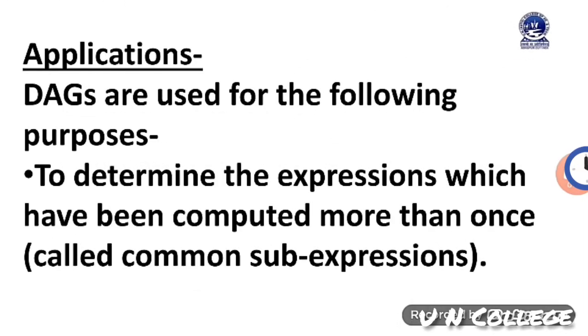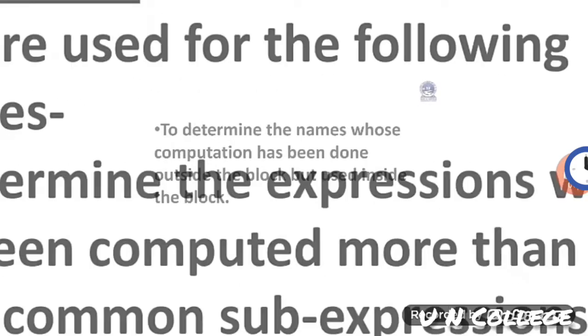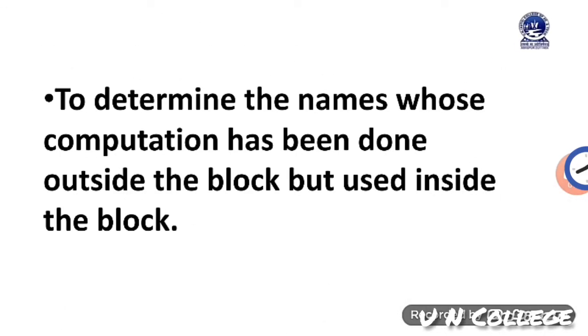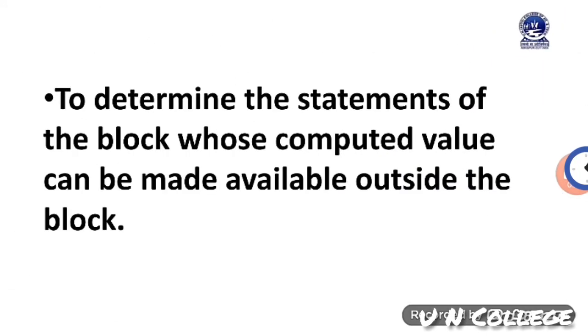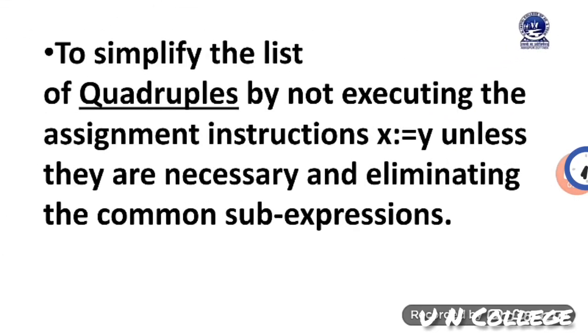Now we will discuss the applications. DAGs are used for the following purposes. What are those? To determine the expressions which have been computed more than once, called common sub expressions. Then the next one is to determine the names whose computation has been done outside the block but used inside the block. Then the next one is to determine the statements of the block whose computed value can be made available outside the block. All these are the applications of the DAG.